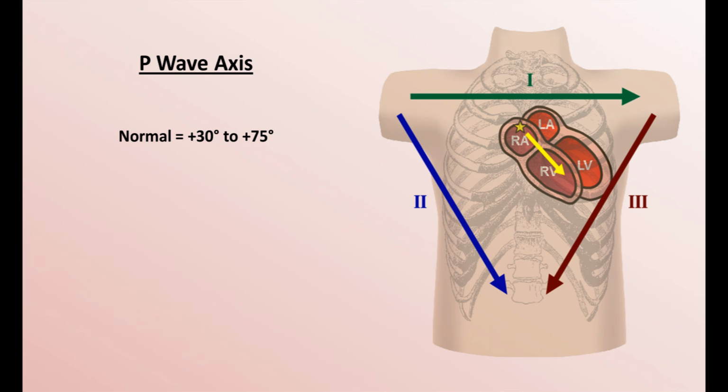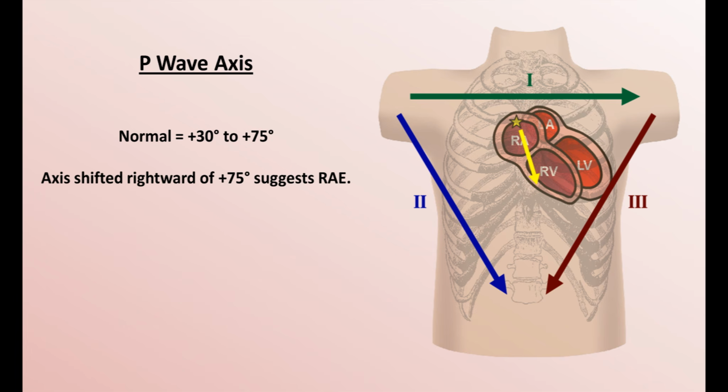So what happens in the setting of right atrial enlargement? If the right atrium is relatively more massive than the left, it has a greater influence in the net direction of depolarization, and the P wave axis shifts inferiorly. A P wave axis rightward of positive 75 degrees is suggestive of right atrial enlargement. In the setting of left atrial enlargement, the opposite happens, and this is suggested by an axis shift leftward of positive 30.